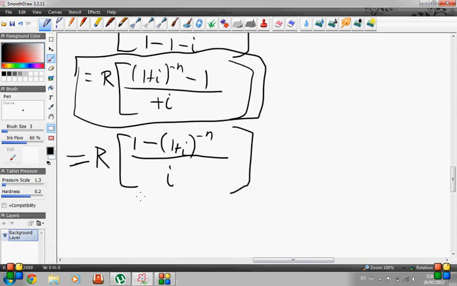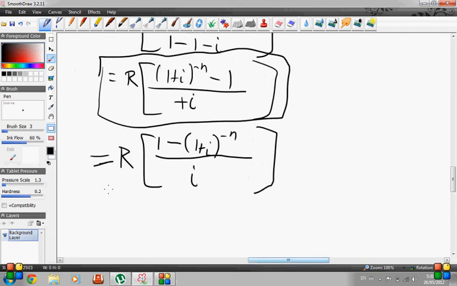And this is the formula for the present value of an ordinary annuity. We can write PV here. So we have present value is equal to the monthly payment multiplied by 1 minus (1 plus i) to the negative n, divided by i. And there you have it.